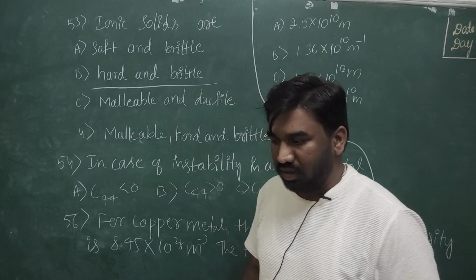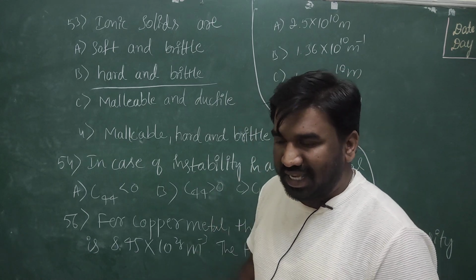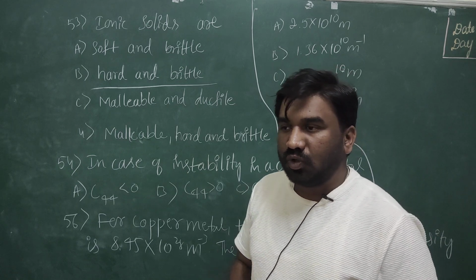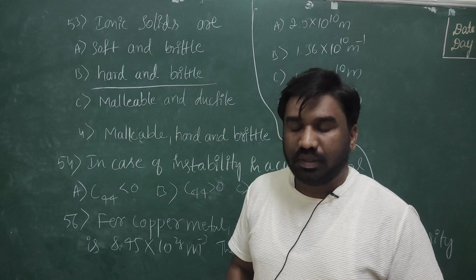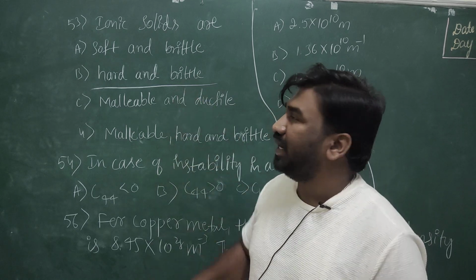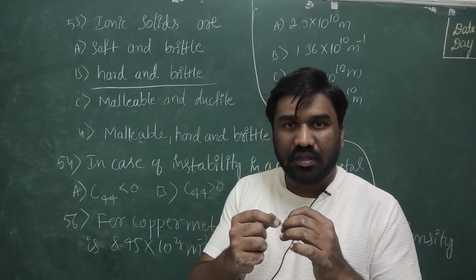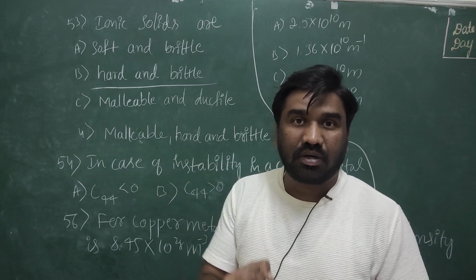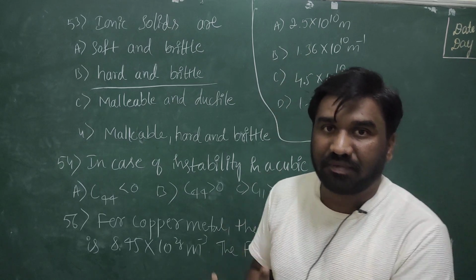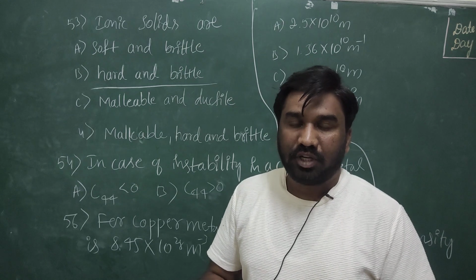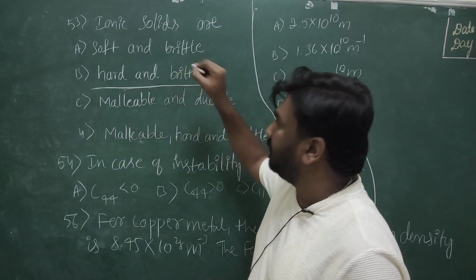Why? An example of an ionic bond is NaCl. It will break the bond after reaching some temperature, so it is also brittle. So what is brittle? Even though it is hard, if we apply some pressure on a brittle body of this type of solid, it will break the bonds. That's why it is hard, but it is brittle.